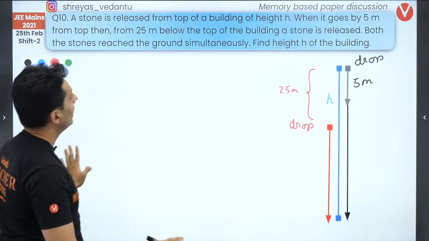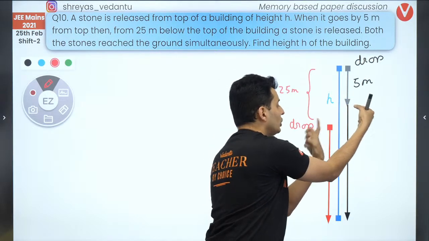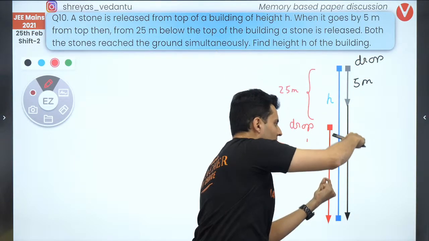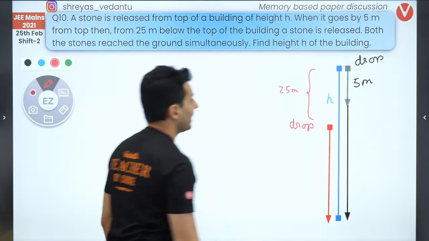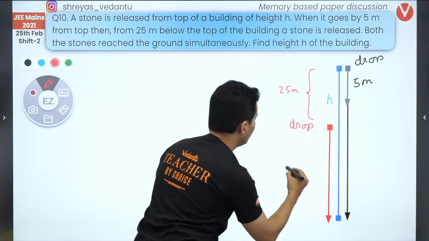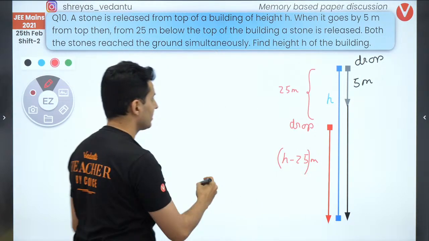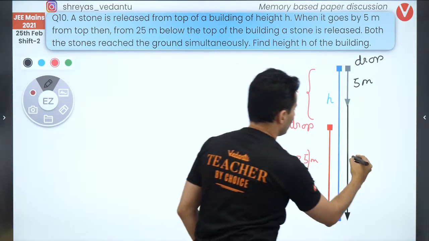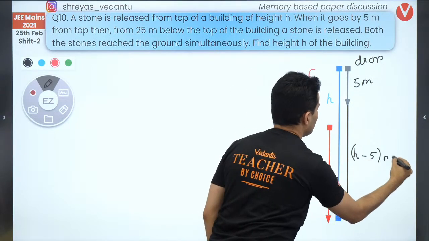Now, the first stone has already been dropped and it reaches here. At this time, you drop the red stone. Now, this stone already has some speed, so they will catch up to each other and they reach the ground at the same time. That's what is happening. So this is the whole scenario. I hope this is clear. So the remaining height will be h minus 25 meters, and over here, this will be h minus 5 meters.